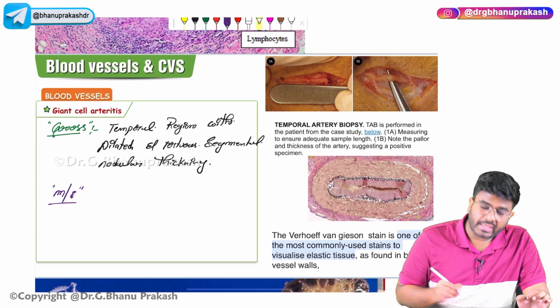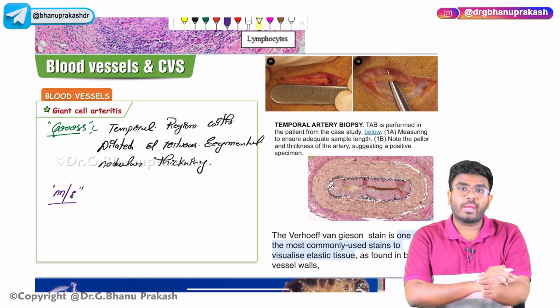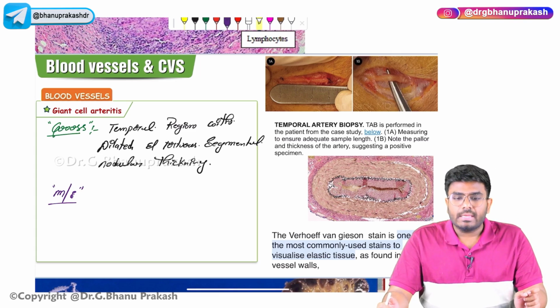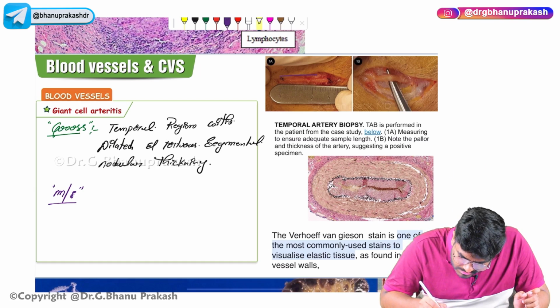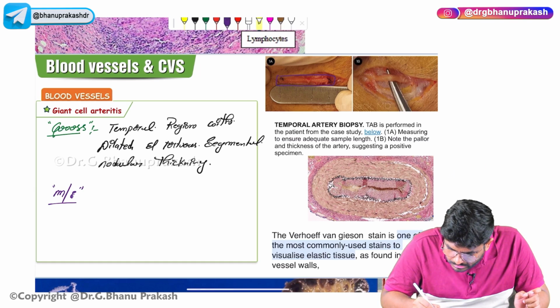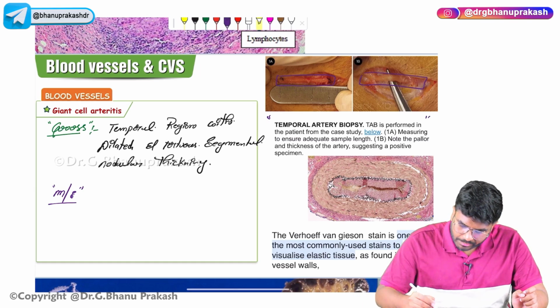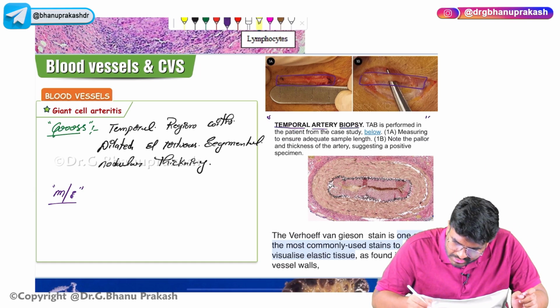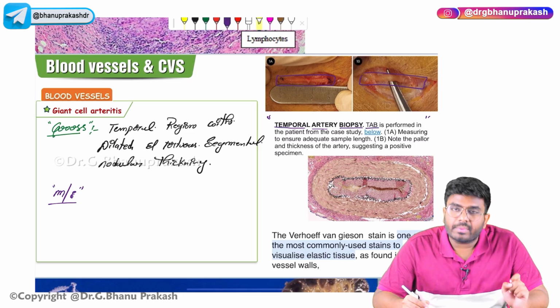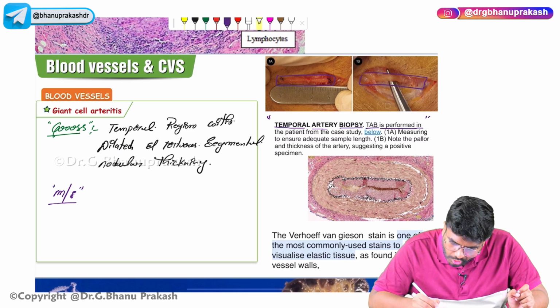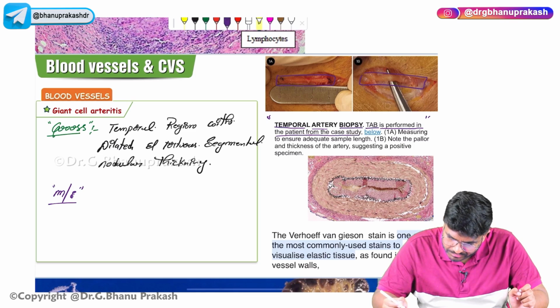But to do the microscopic examination, what do you need to do first? You need to take the biopsy. See, here I am showing you, the biopsy is being taken. For biopsy, the explanation was also given: temporal artery biopsy. Now TAB, temporal artery biopsy, is performed in a patient from the case study.